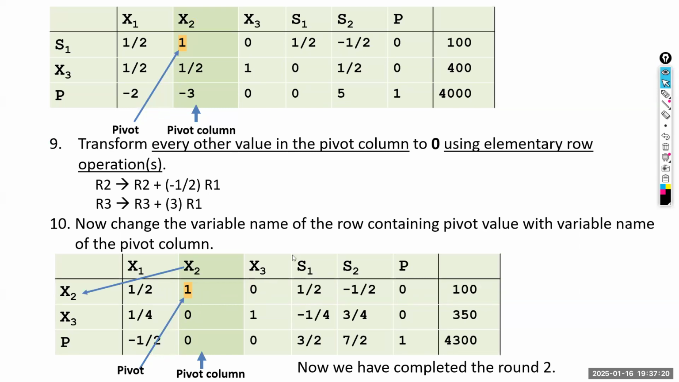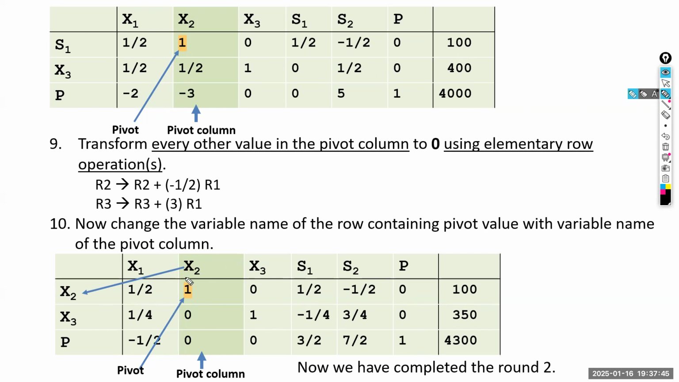Okay. And how to make this 0, right? Multiply this by plus 3 and add it to this. Then plus 3 minus 3 is 0. But make sure you do it to each and every column. So then you will end up with this table. Remember, you need to do it for each and every column. Okay, your row operation. So now we are done with the second iteration.